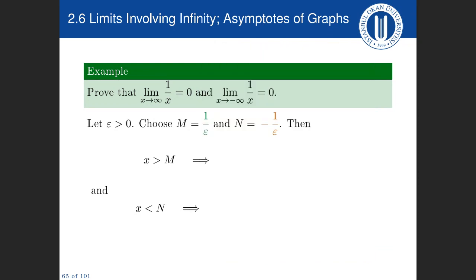So let's fill those in. We're going to choose M is 1 over epsilon, and we're going to choose N is minus 1 over epsilon. And then we can fill in our conclusions. If x is greater than 1 over epsilon, that's enough to prove that the absolute value of 1 over x minus 0 is less than epsilon. And if x is less than minus 1 over epsilon, that's enough to prove that the absolute value of 1 over x minus 0 is less than epsilon.